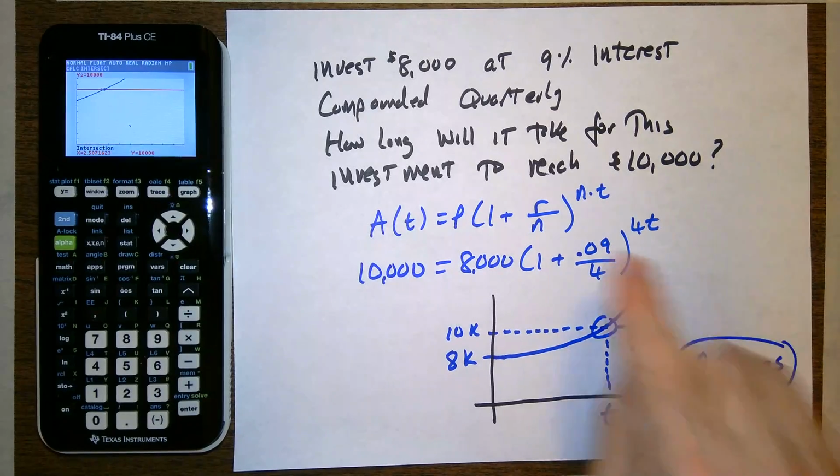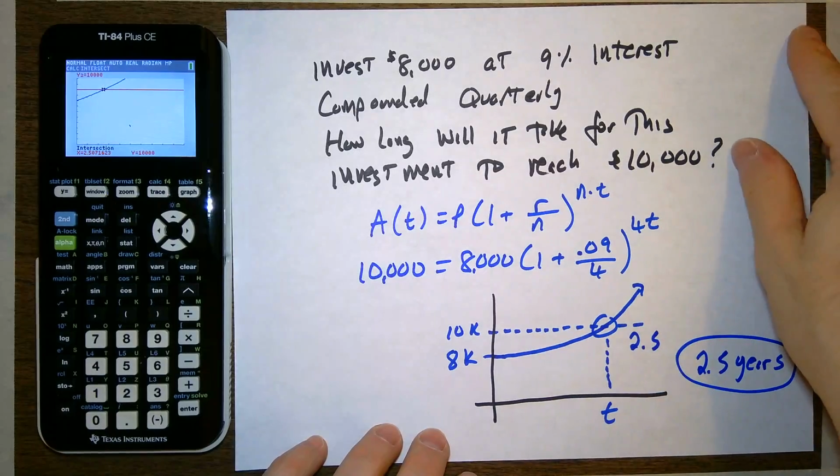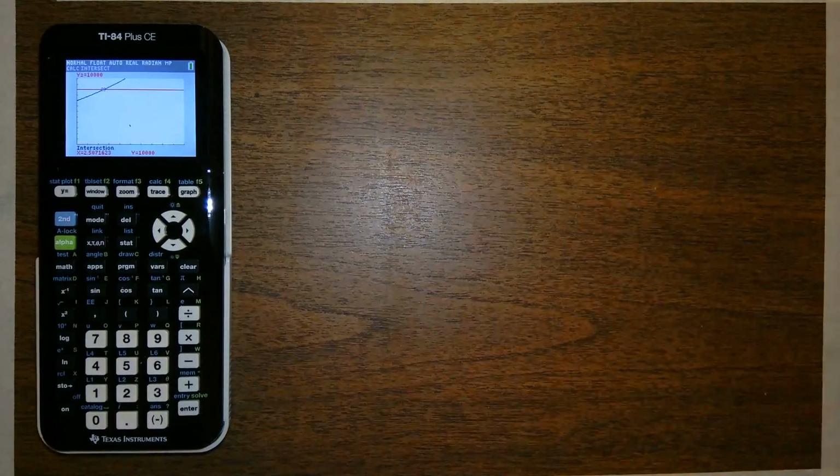Let's do another one where we have to find a different variable. So again, remember, there's 5 variables in here. I should be able to give you any 4, and you can solve for the missing one.